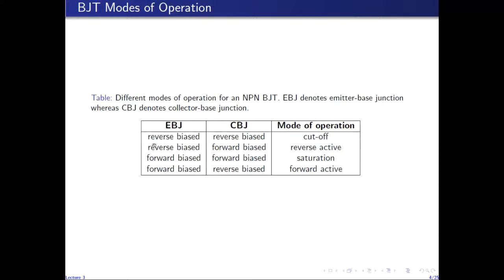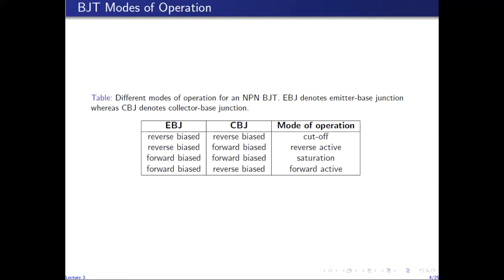When the emitter-base junction is reverse biased and the collector-base junction is reverse biased, the BJT is said to be in the cutoff mode. When the emitter-base junction is reverse biased and the collector-base junction is forward biased, the BJT is said to be operating in the reverse mode. When the emitter-base junction is forward biased and the collector-base junction is forward biased, the BJT operates in the saturation mode. And when the emitter-base junction is forward biased and collector-base junction is reverse biased, the BJT is said to be operating in forward active mode.